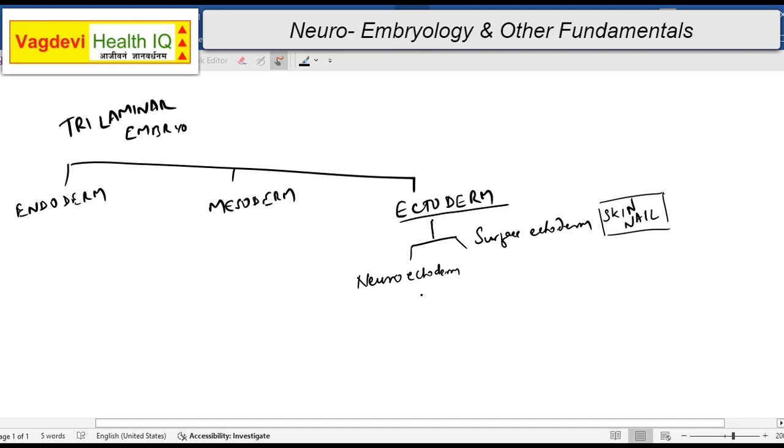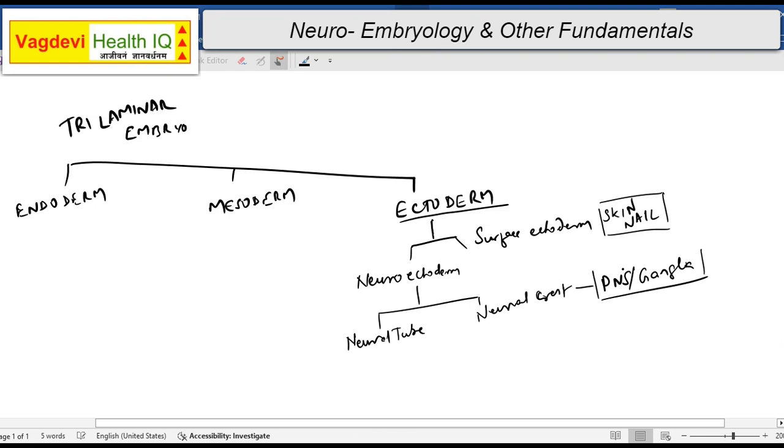Okay, so this will have two divisions basically. One will be what? Neural tube, and another is what? Neural crest. Neural crest. Peripheral nervous system, PNS, ganglia, nerves, whatever the part of PNS is, it comes from neural crest.